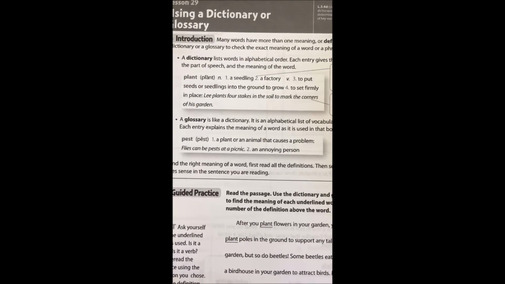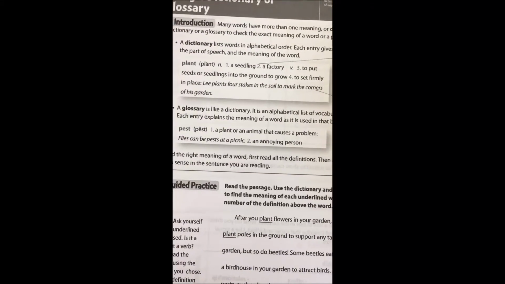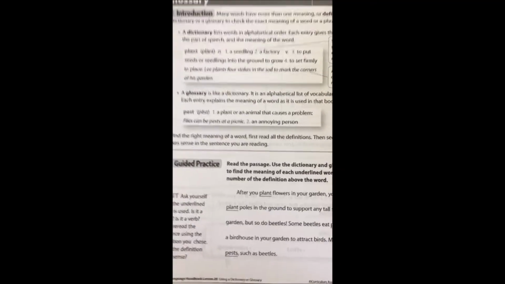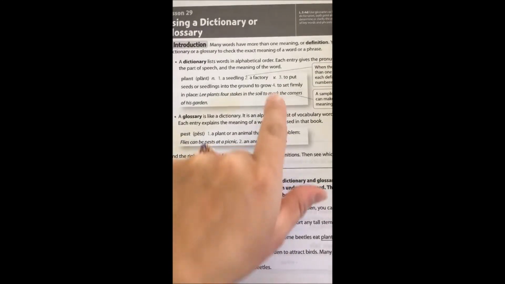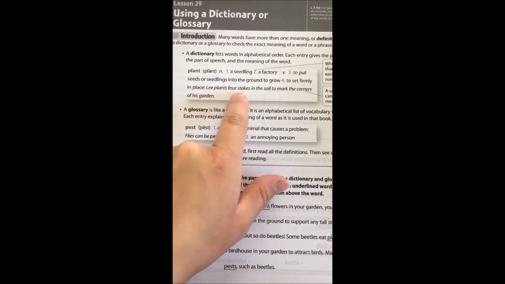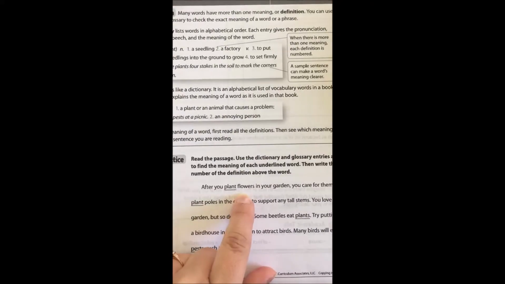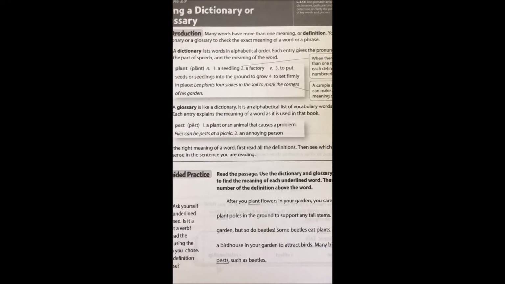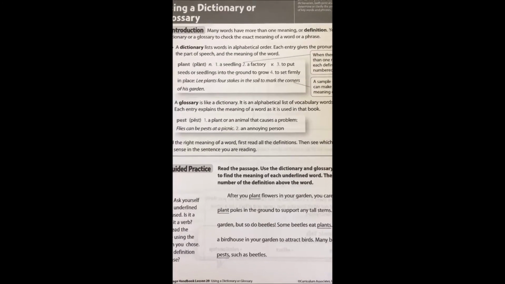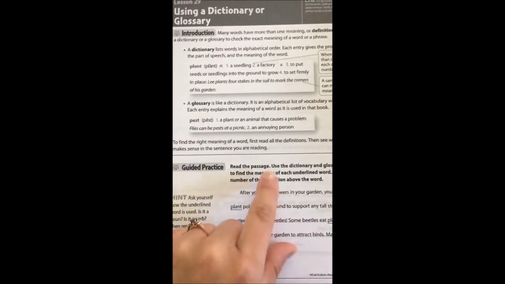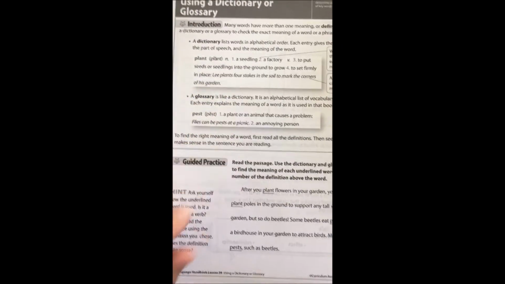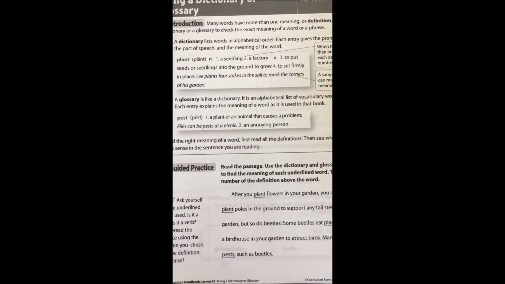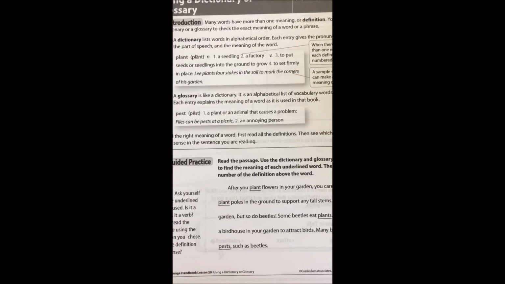So definition 3 says to put seeds or seedlings into the ground to grow. Now, I'm going to try putting that in here. Instead of saying plant, I'm going to say that definition. So after you put seeds or seedlings into the garden to grow, which are those flowers in your garden, you care for them. Now, that's a lot of words, so because it's wordy, it might not make perfect sense, but I think that sounds pretty good because I know that flowers are seeds or seedlings, right? When you plant a flower, you plant a seed, or you plant a small little flower, which is that seedling. So I think that definition makes pretty good sense.